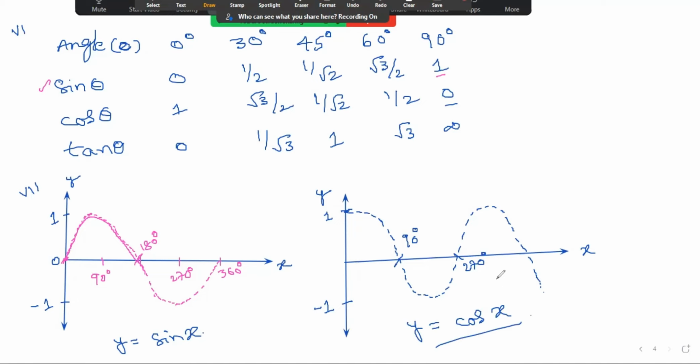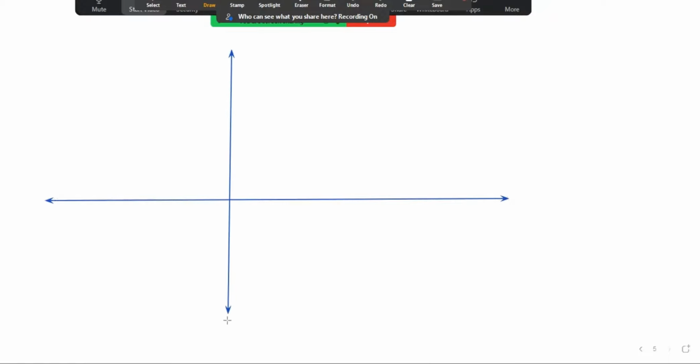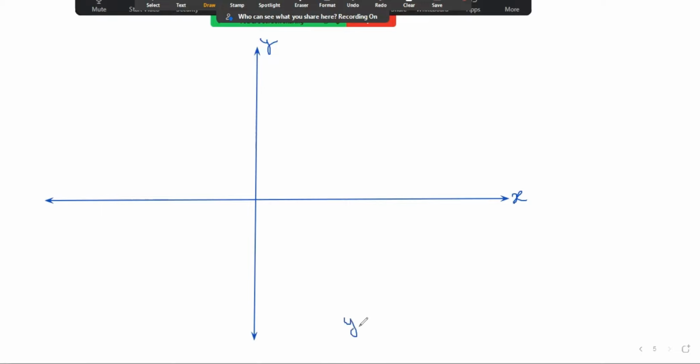So these two graphs are very important, and even tan theta is also required for us whenever we are solving problems, especially in the case of single slit diffraction and double slit diffraction. So we will try to draw that one as well. When we come to the tan theta graph, we are trying to draw y is equal to tan x, where this is x and y.